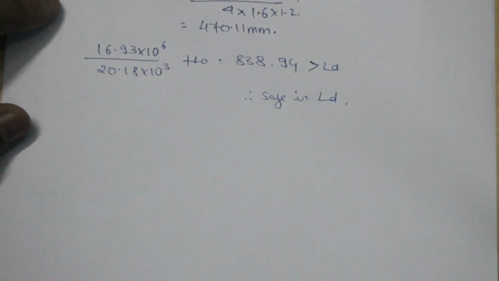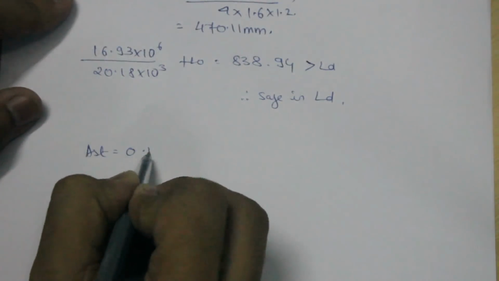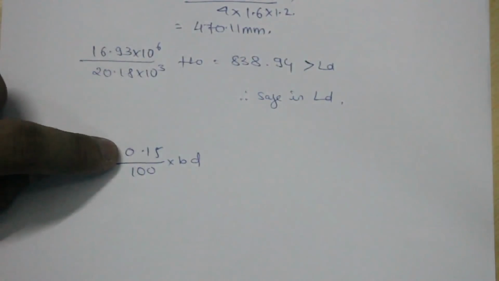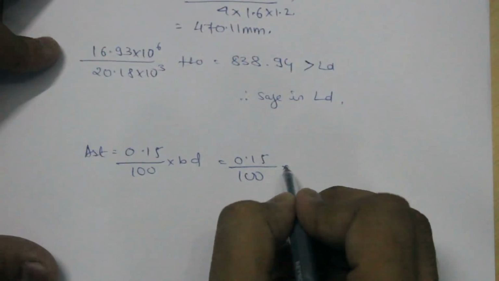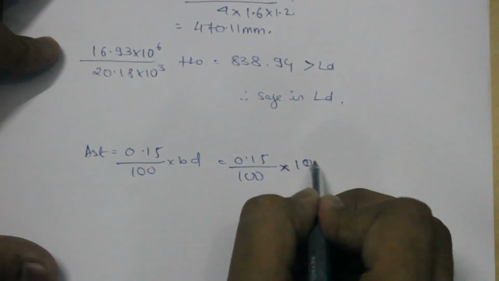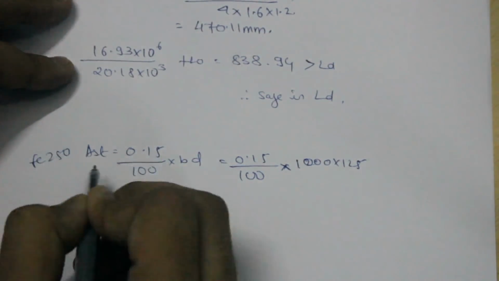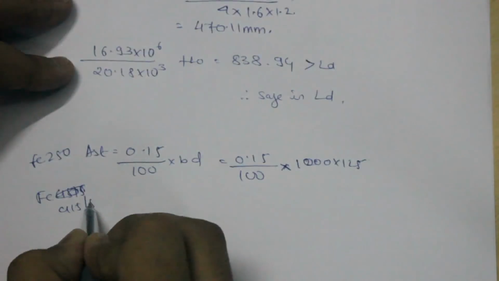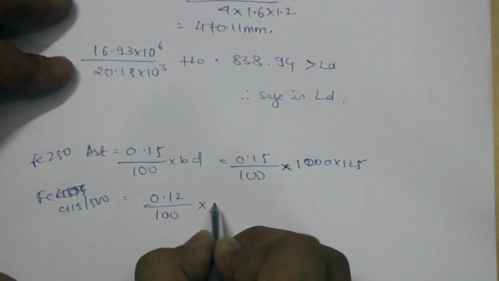So we can provide minimum steel for distribution bars, and for slab for distribution bars it is given as AST is equal to 0.15 upon 100 into B into D, that is it should be 0.15% of the cross sectional area, which is equal to 0.15 upon 100 multiplied by B, that is 1000 multiplied by 125, and this is for Fe250 steel, and for Fe415 steel, or that is HYSD bars, Fe415 or Fe500, it is 0.12 upon 100 multiplied by B into D.